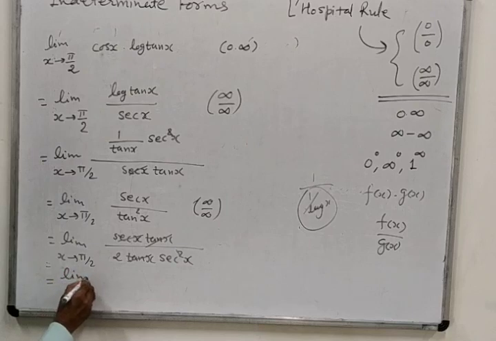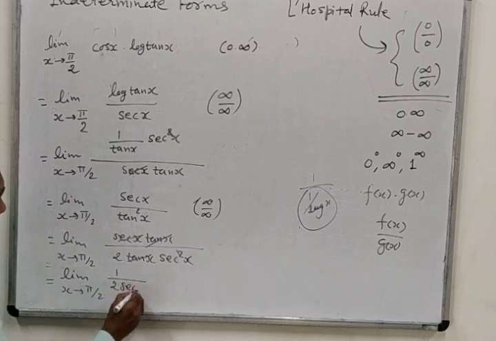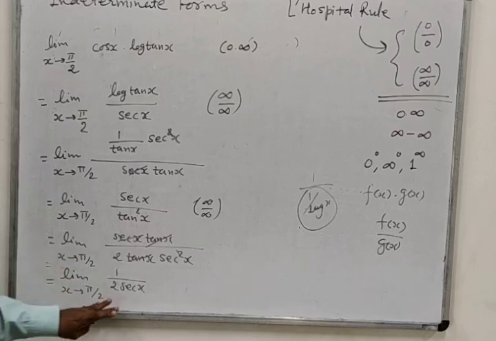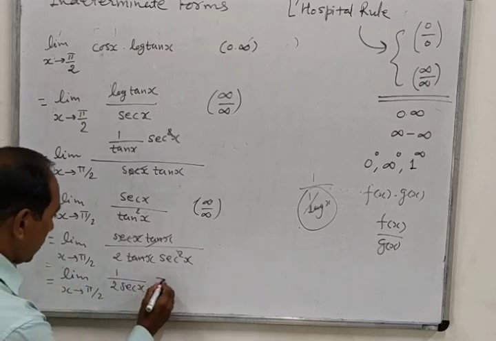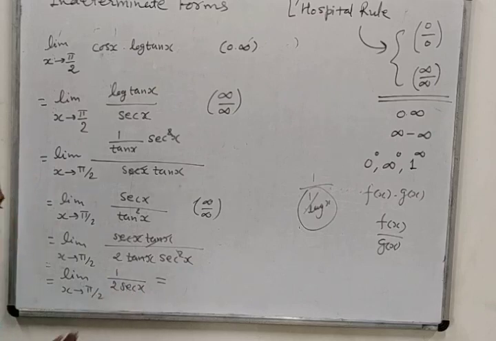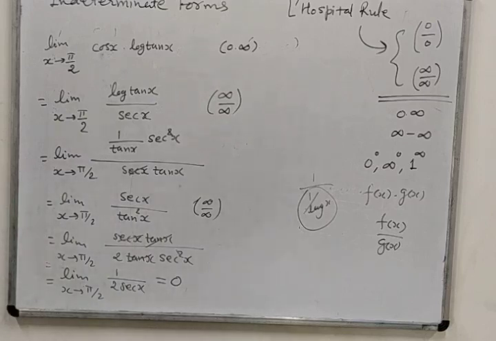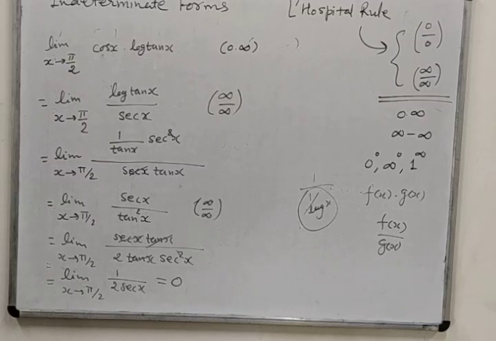So this is equal to limit x tends to pi by 2 of 1 upon 2 sec x. Now you can see that in numerator there is a number 1, and in denominator there is a function, so the answer will come. If we put x equal to pi by 2, sec pi by 2 is infinity. So 1 upon infinity is 0, so its answer is 0. We have obtained the answer in this way. You must have observed this example. You can also try yourself now to solve this example.